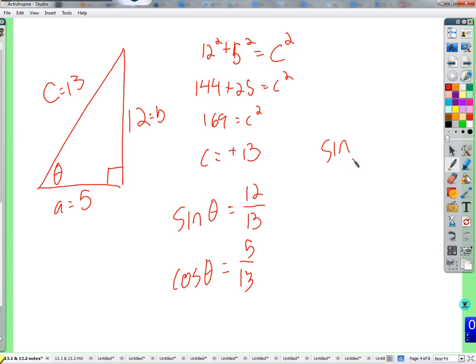Will we be doing problems where there's an angle measured and then you have to find it? Inverse trigonometric functions? Yeah, we'll get there.